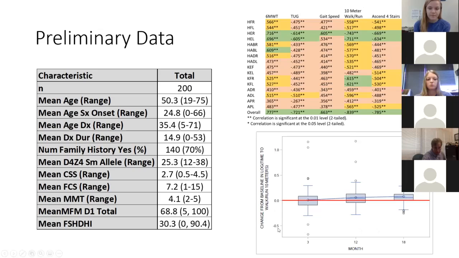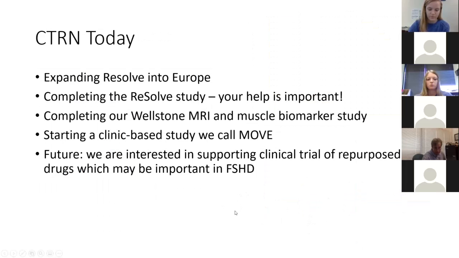And when we look at what happened to people over time, this is the change in that measure, the 10-meter walk run at 3 months, 12 months, or 18 months. You can see we're seeing progression of FSHD over time. And these are significant changes for the individual, albeit small. And so this is how you start to build the argument for a particular test being important to use in something like a clinical trial.